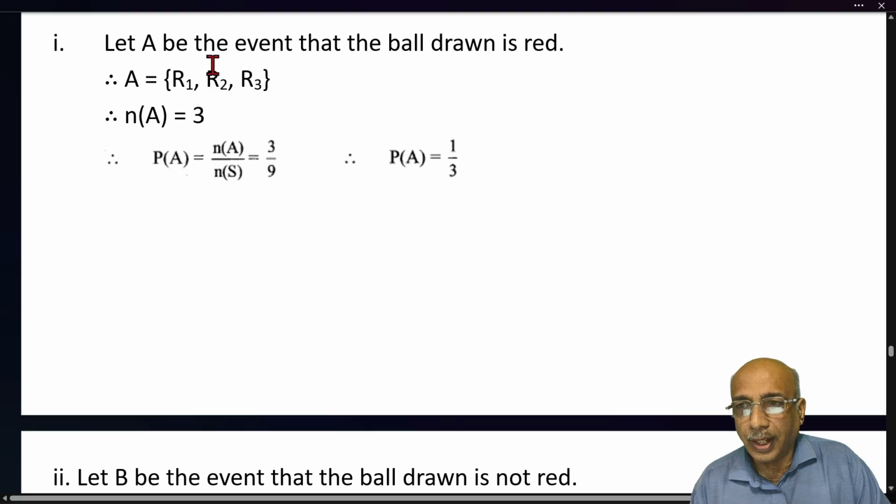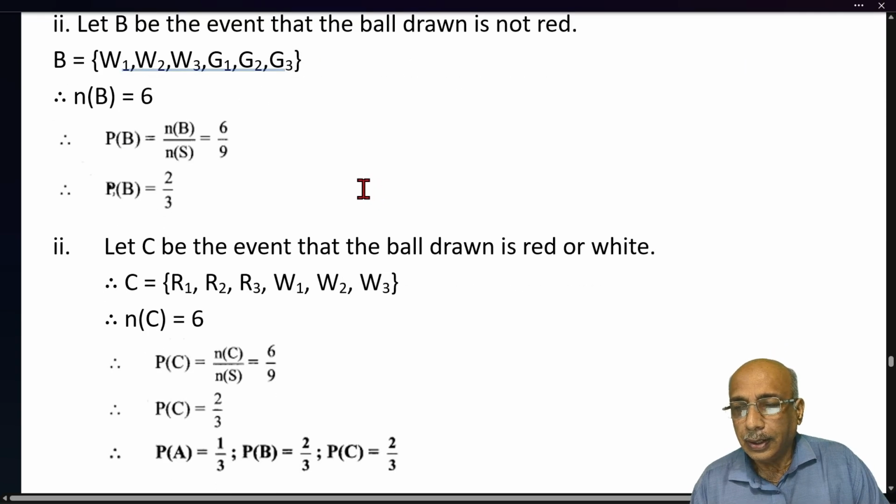Event A. Let the A be the event that the ball drawn is red. So, A event equals to R1, R2, R3. So, n of A equals to 3. Therefore, probability A will be 3 by 9 equals to 1 by 3. Next, let B be the event that the ball drawn is not red. So, it will be either white or green. So, B set will be W1, W2, W3, G1, G2, G3. Therefore, n of B equals to 6. So, probability B will be 6 by 9, that is 2 by 3.